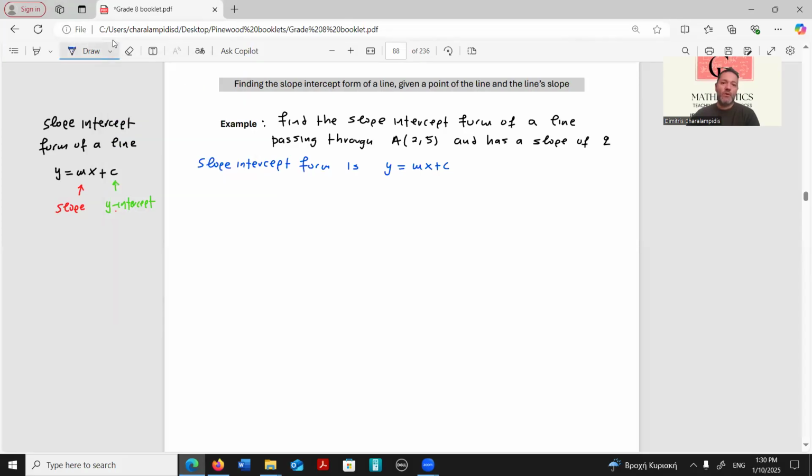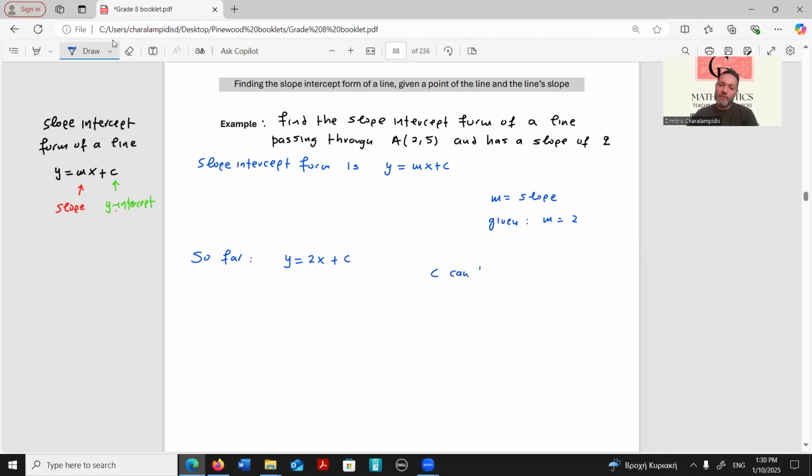So again, we should begin by stating that the slope-intercept form that we are looking for will be an expression of the form y equals mx plus c. At first, I'll need to calculate m, which is the slope of the line. But here, it is given that m is actually equal to 2, which means that so far, the equation I need to find is written as y equals 2x plus c. I'm now left with the value of c.